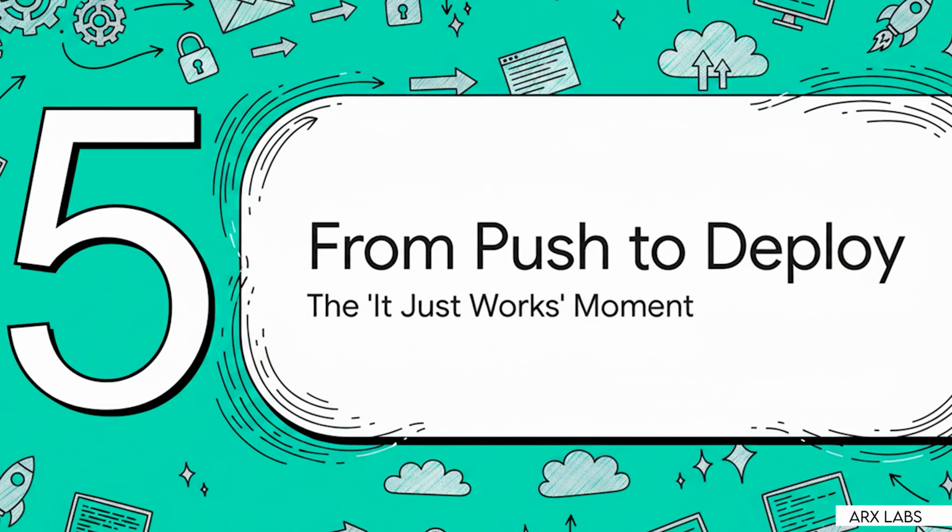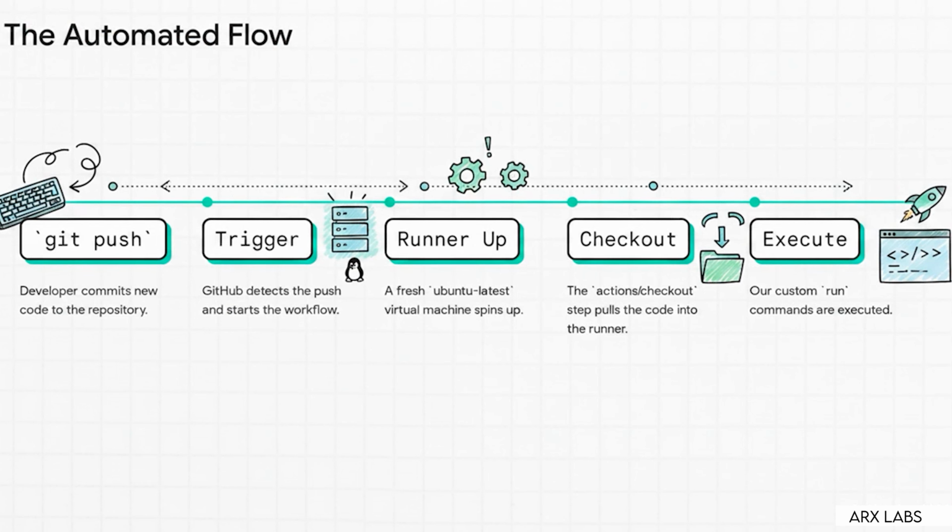Okay, so we've looked at the code. Now, let's put it all together and see what actually happens. This is the it-just-works moment. So here's the flow, step by step. You, the developer, you type git push. Instantly, GitHub sees that push. It finds our deploy.yaml file and says, aha, time to work. It spins up a totally fresh Ubuntu machine in the cloud. The very first thing it does is run our checkout action to pull all of your latest code onto that machine. Then it moves to the next step and executes our run command.